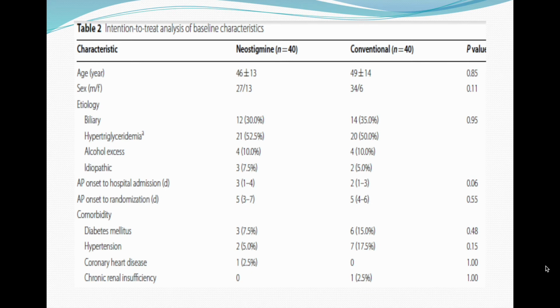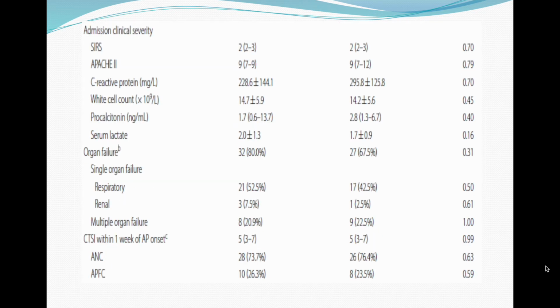So now coming to the intention to treat analysis, baseline characteristics. More or less all the parameters were not significantly different: age, sex, the etiology of pancreatitis, biliary, hypertriglyceridemia, alcohol excess, idiopathic. The most common cause of acute pancreatitis was hypertriglyceridemia. Onset to hospital admission, onset to randomization, and comorbidity present in the patients of acute pancreatitis were all comparable.